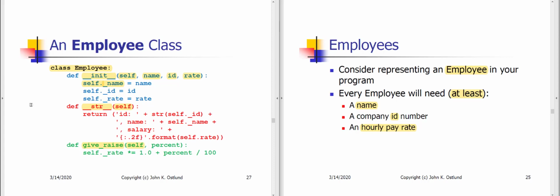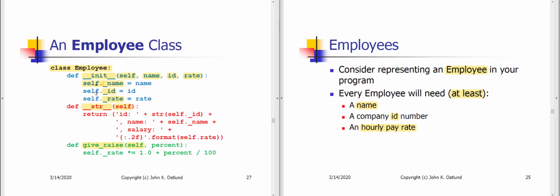Underscore name is not a global variable. Underscore name is what's called an instance variable. Each employee object, each so-called instance of an employee object, has within itself this underscore name variable, keeping track of that current employee's name. Similarly, we've got the underscore ID and underscore rate instance variables, keeping track of the ID number and the hourly rate for the current employee object. I'll say something about what these underscores imply in a moment.